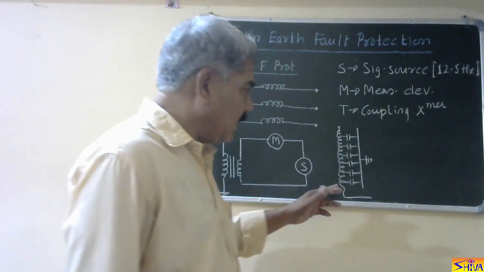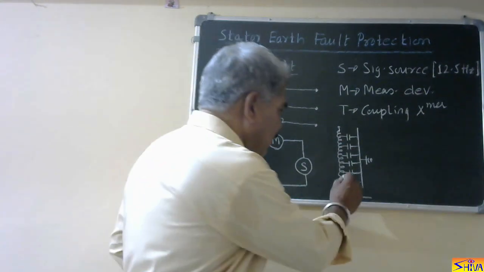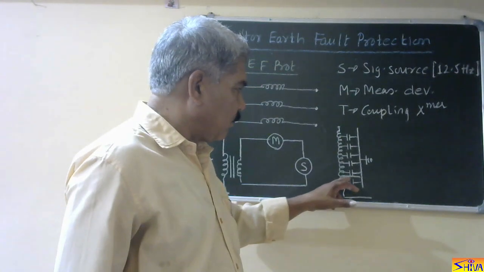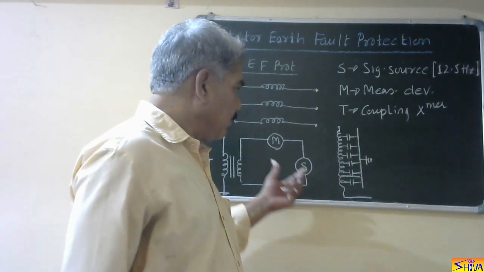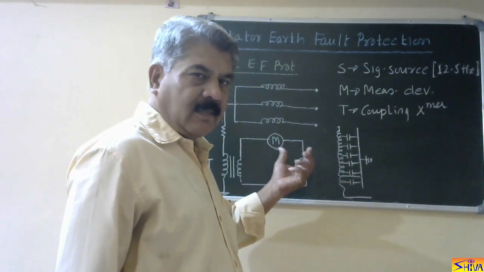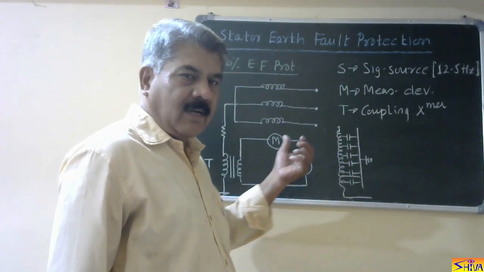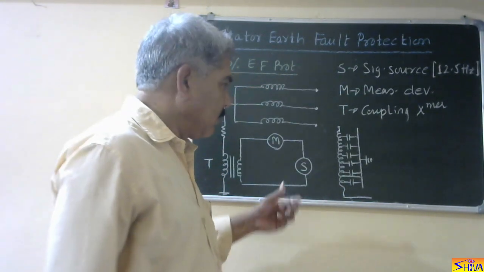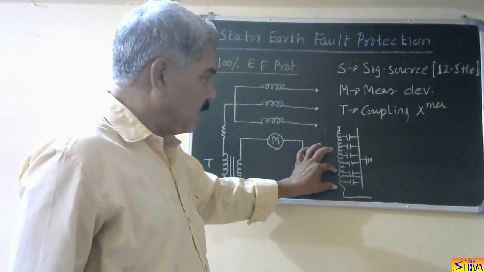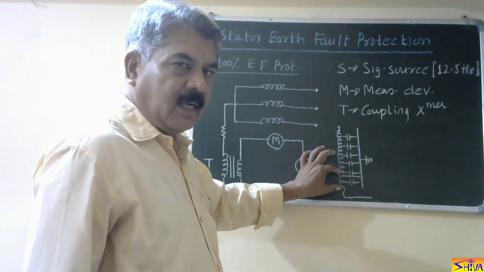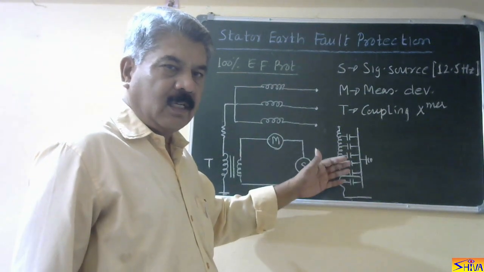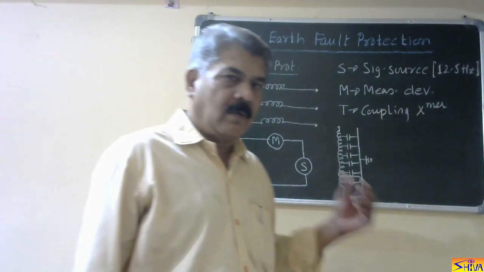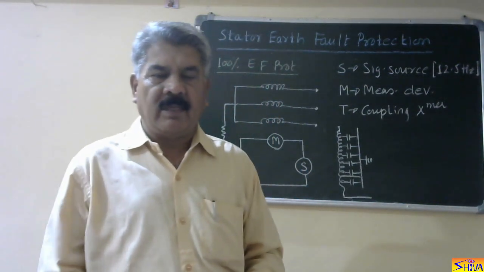Now if a fault takes place near the neutral point, this is the neutral point of the winding, let us say the fault takes place at this point. This is a short circuit. So this injected current will flow through this short circuit. So suddenly the magnitude of this signal will increase. That is detected by this measuring device and that will trip the associated circuit breaker and the relay. So this is how protection is provided to the first 10 to 20% of the winding from the neutral end, and the remaining portion is covered by the restricted or balanced earth fault protection. So this is all about the stator earth fault protection of the generator.